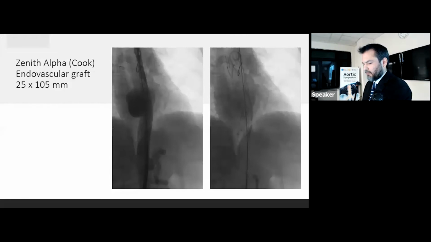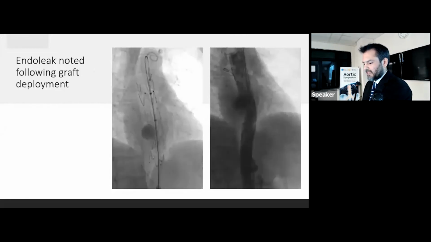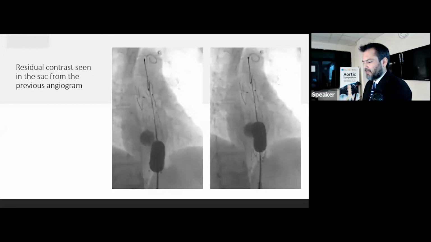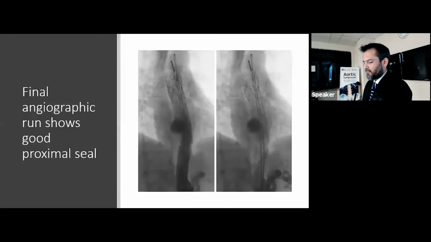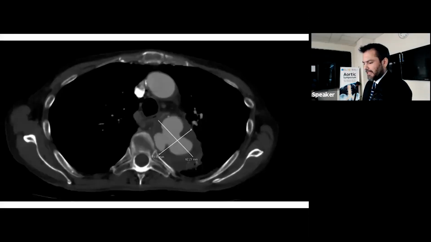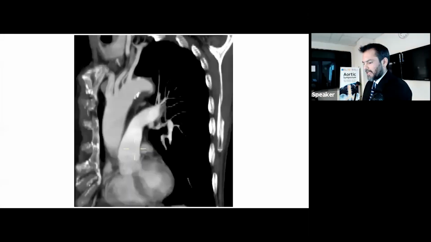And again, we put in a nice stent graft and sorted her problem out. She had a small endoleak. We used a catheter molding balloon and no leak was seen at the end of the procedure. We had a good proximal, good distal seal. Again, another 71-year-old male, another very large aneurysm, mycotic.